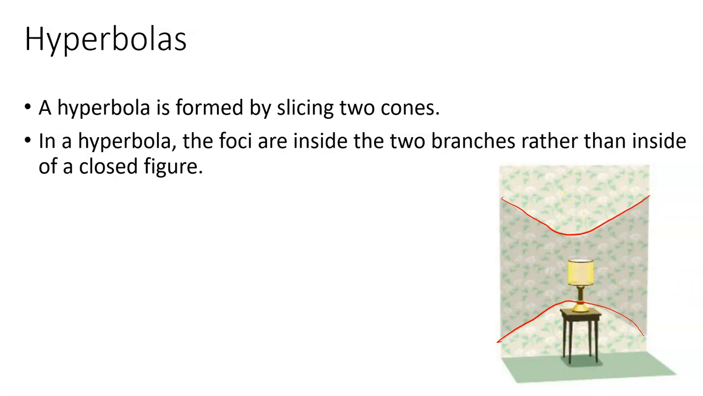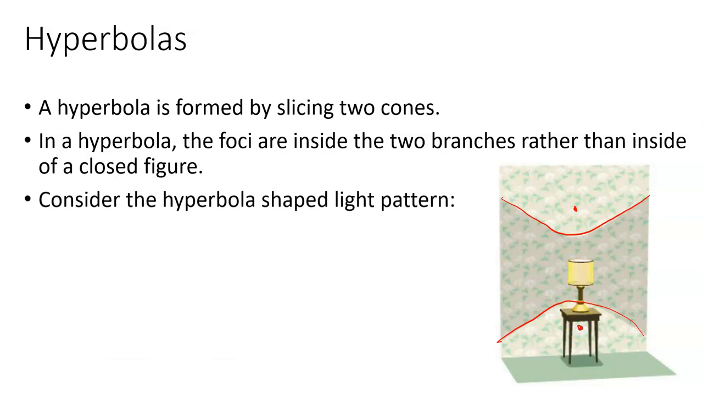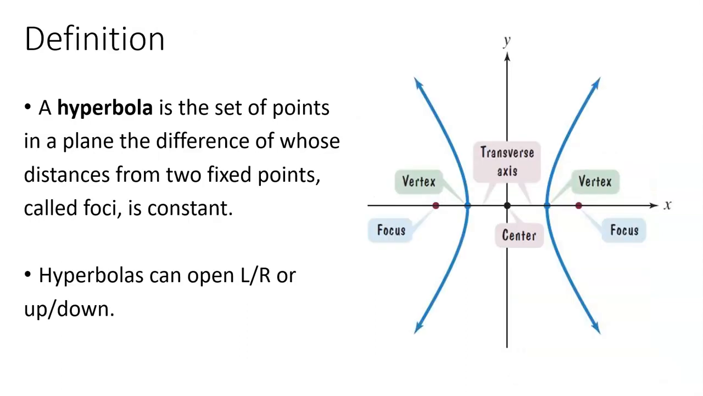Now this one opens up and down, but if you took the lamp and turned it sideways, it would open left and right. So hyperbolas can open in more than one direction. This one says the foci are located inside the branches rather than inside of a closed figure. So one focus is up here, the other focus is down there. And in the definition of a hyperbola, you're going to see that the points on the hyperbola are all the same distance from the foci.